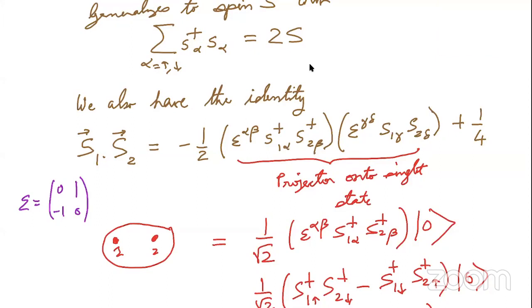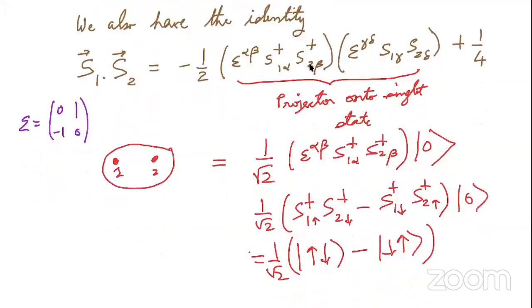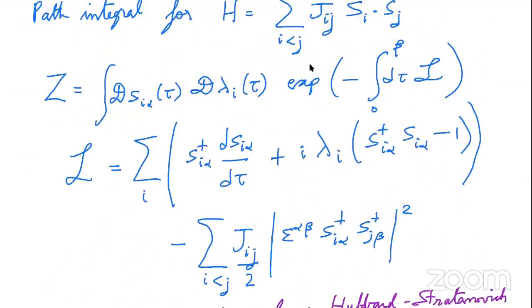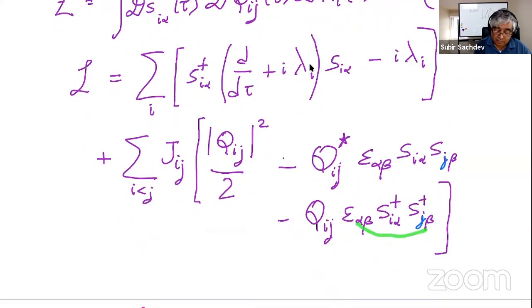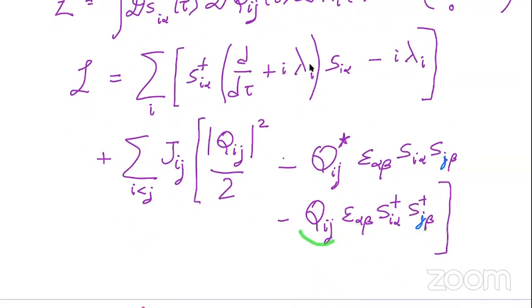Okay, very clear, thank you. And Q is a complex Q. Yeah, Q is complex, right, because this is a singlet under global SU2. No problem. So singlet. Yes.